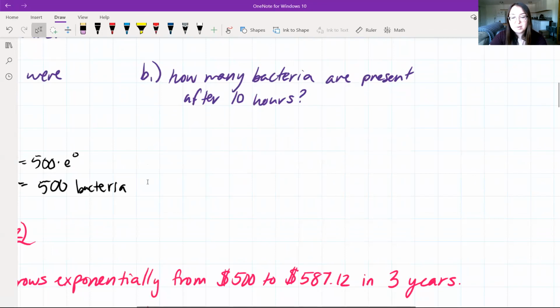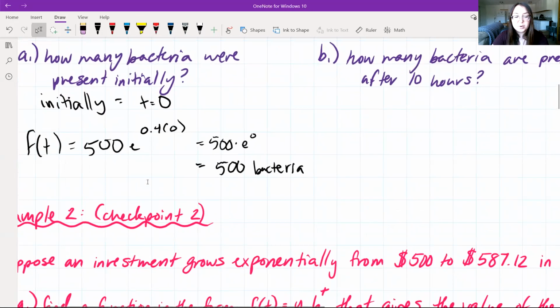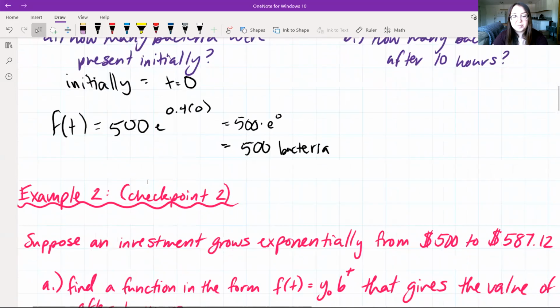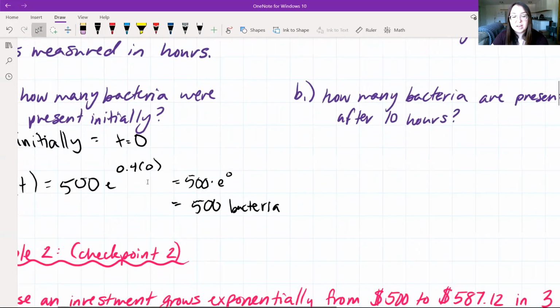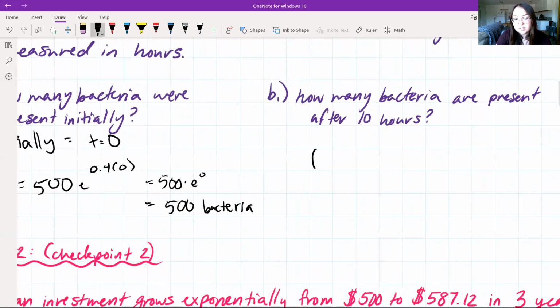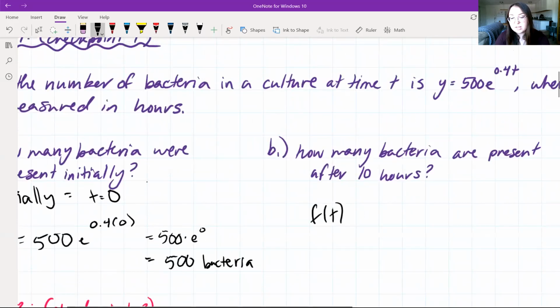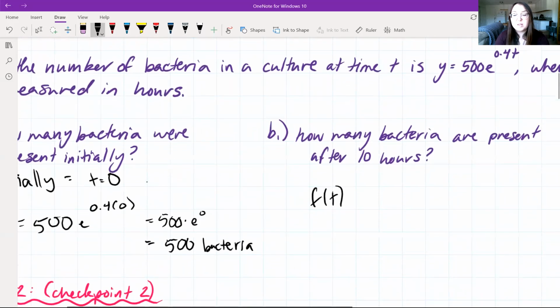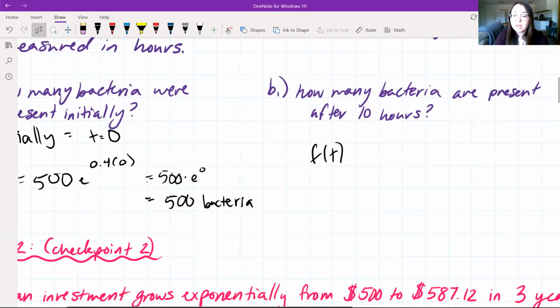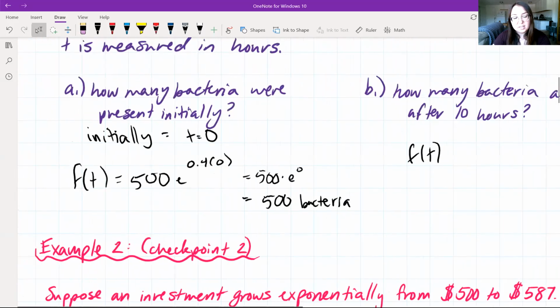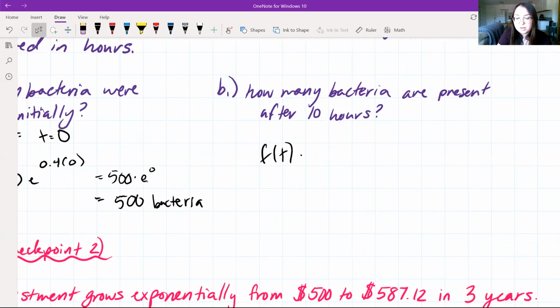Now for part B, we have how many bacteria are present after 10 hours. So we're going to use the same function here. We're going to plug in 10 for t. So we have f of t. In our case, our question asks for y, but f of t and y mean the exact same thing. F of t just means a function of t, where y inherently means function of whatever variable you have. So we have f of t is equal to 500 times e to the 0.4 times 10 hours, so our time will be 10.